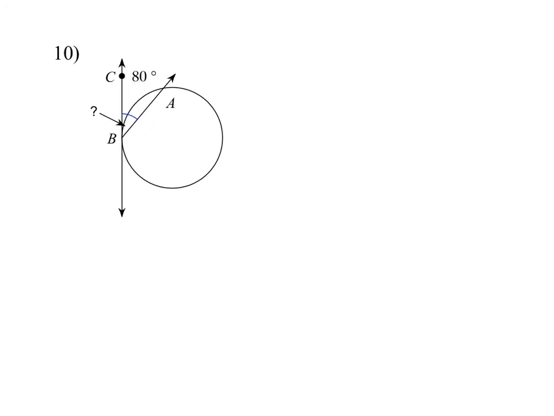So now I have that the arc measures 80 degrees and I want to find the angle. So the measure of angle CBA equals half of the arc, so half of 80. So in this case, it's just 40 degrees.